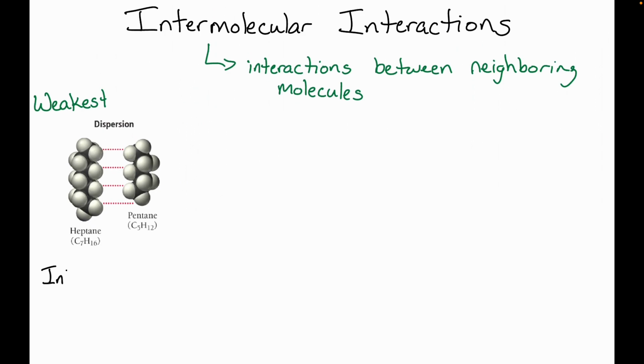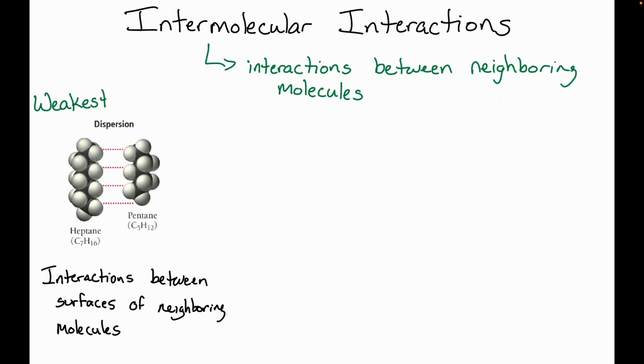These are the interactions between the surfaces of neighboring molecules. And all molecules are three-dimensional, right? They're super teeny tiny small, but they're these three-dimensional objects, so all molecules have surface areas. The interactions between the surface areas of neighboring molecules we call dispersion forces. So these are this force of interaction. All molecules have them, but they're very, very weak.